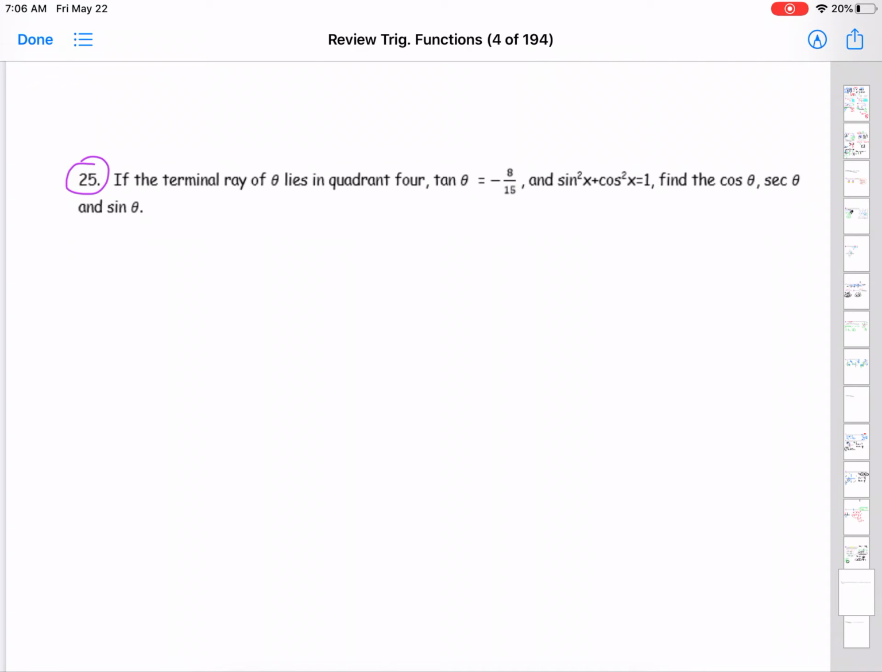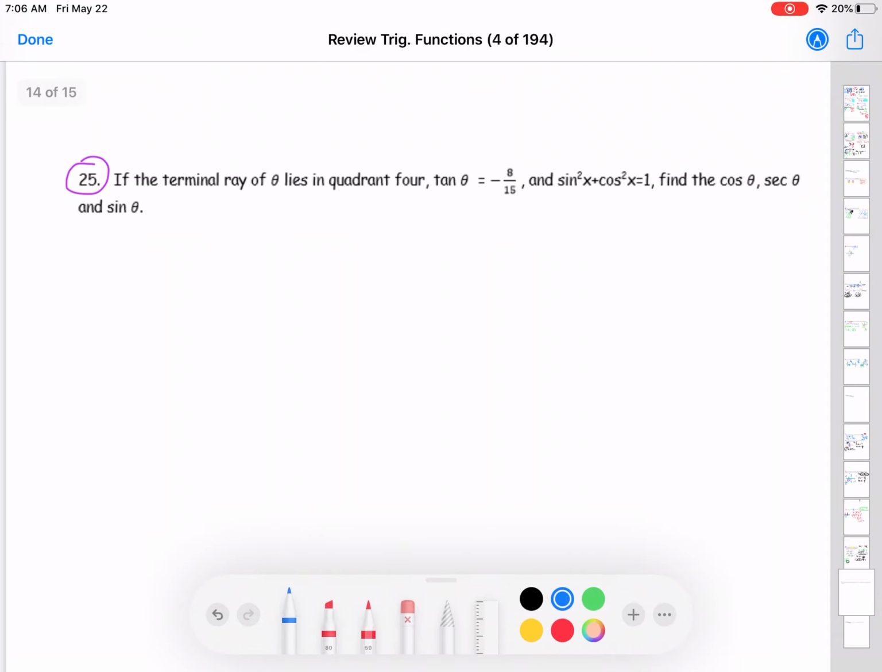Okay, here we go. If the terminal ray of theta lies in quadrant 4, and I tell you what tan is, and we know the Pythagorean identity, find cos, secant, and sine. Now notice they didn't say that you have to use it, right? They're just stating it. You can decide whether you want to use it. Okay, so we're in quadrant 4.